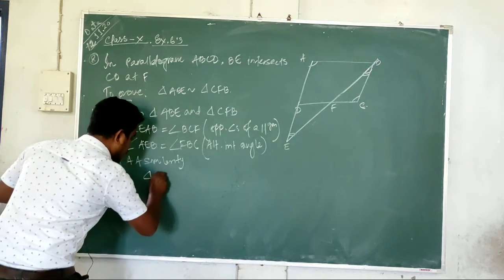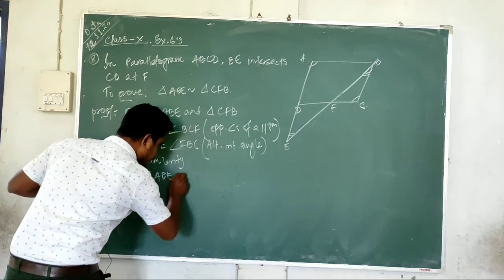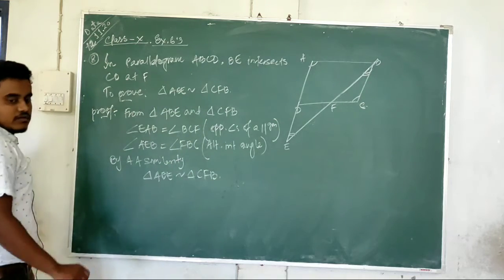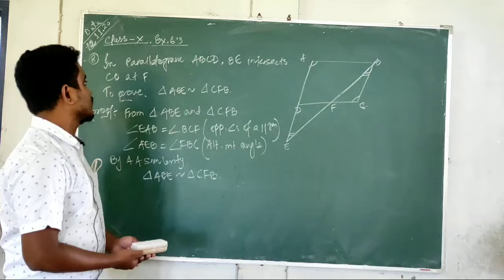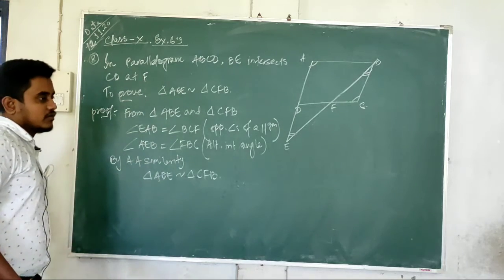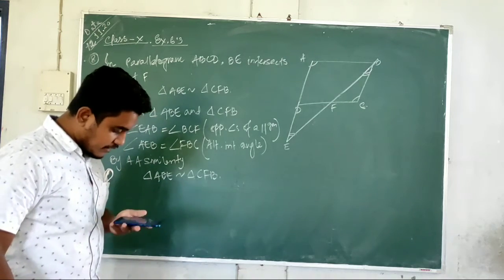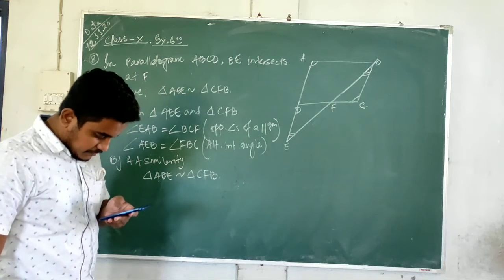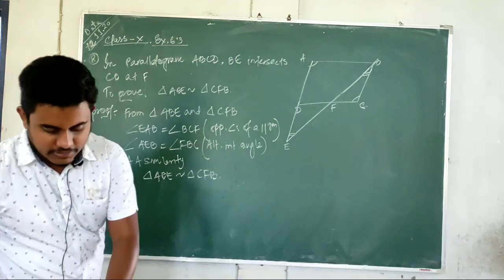we can say that triangle ABE is similar to triangle CFB. So question number 8 is complete. So question number 9 is homework for you. Okay, let's discuss question number 10.